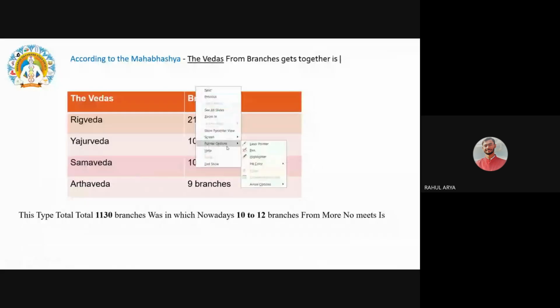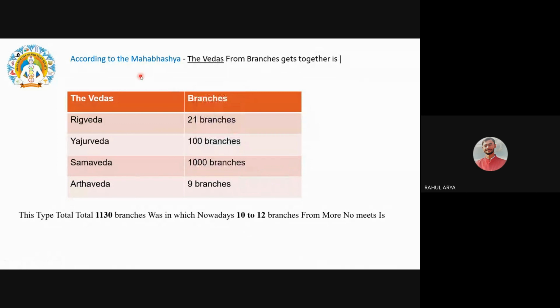Okay, next is about the branches of the Vedas, according to the Mahabhasya. Please remember, the Rig Veda has 21 branches. The Yajur Veda has 100 branches. The Sama Veda has 1000 branches. And the Atharva Veda has a total of 9 branches. So the total is 1130 branches.